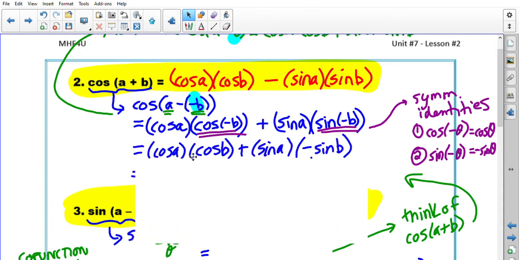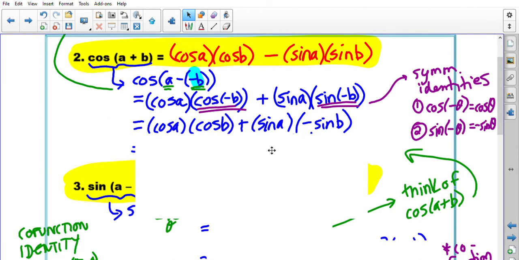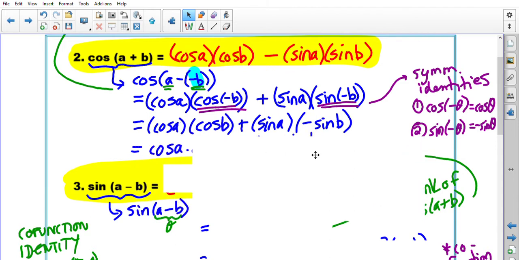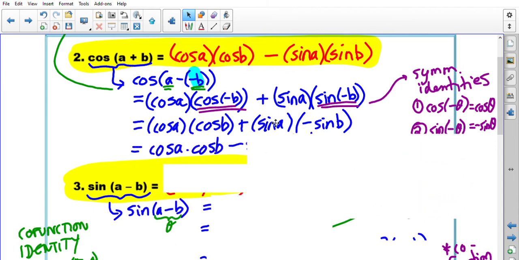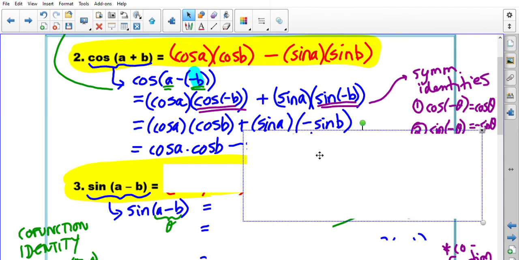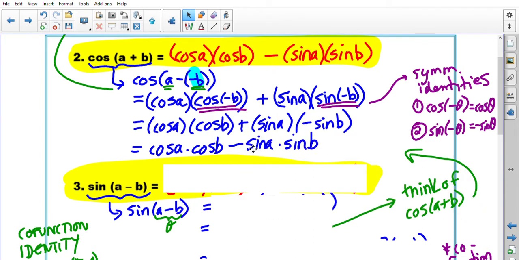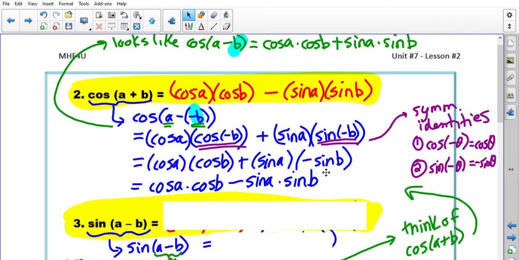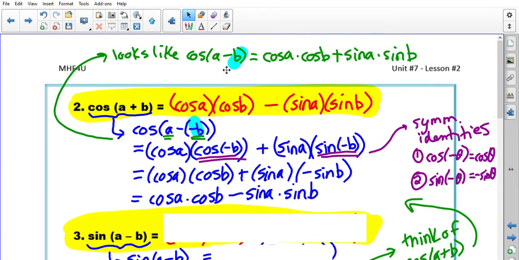So this just becomes cos B, plus sin A stays the same, and this I'm going to rewrite as negative sin B. Those two will be multiplied, and a positive times a negative equals a negative. So it becomes minus sin A times sin B, and that is the red formula that I've written up here. So we just used one of the compound angle formulas and the symmetry identities to get a new formula for cos(A + B).